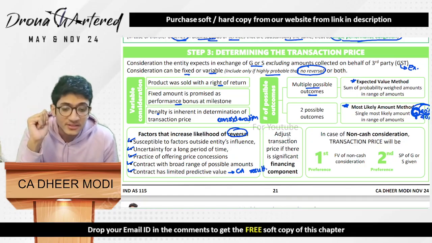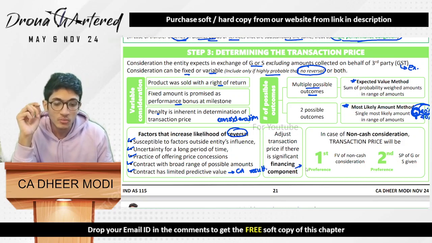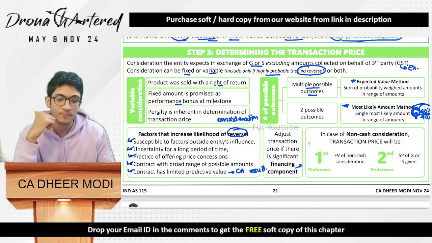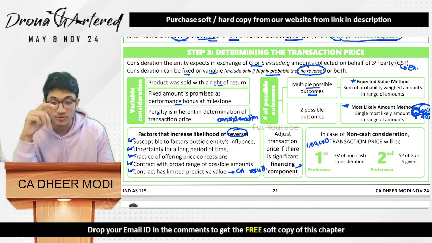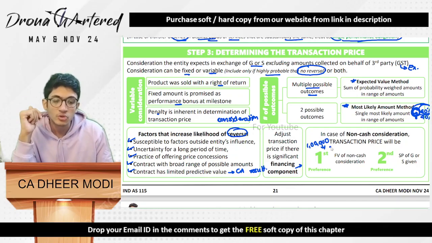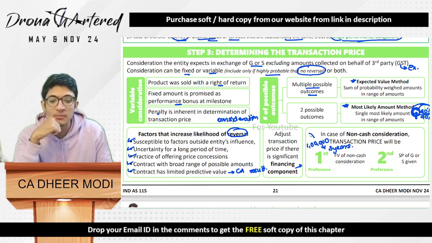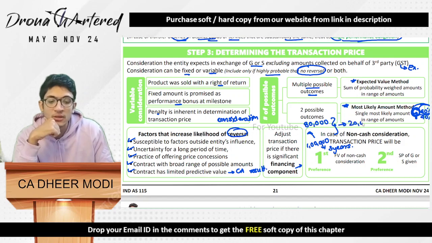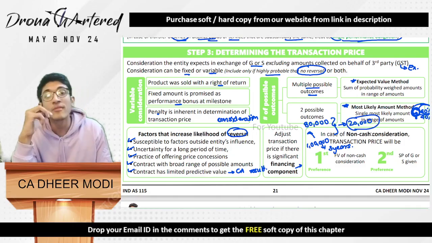Okay, next is adjust transaction price if there is a significant financing component. What does this mean? Say for example, you've purchased a machinery for rupees 1 lakh. You purchase the machinery today, but this payment you will be making after 3 years. Now you tell me, is 1 lakh the actual cost of machinery, or the machine might actually be costing 80,000 if you pay today, but because you are paying after 3 years, this is basically an interest component of 20,000. So if there is any financing component, this 20,000 is your financing component.